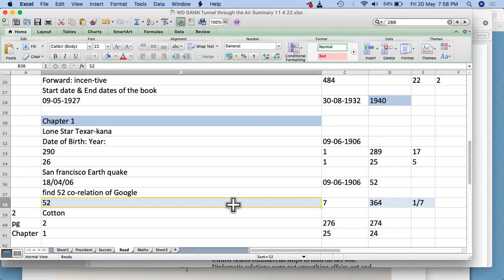So at this stage, we saw various things together from the chapter 1 part: talking about Texarkana, talking about the date of birth, and then the earthquake, the correlation with 52 and how that has been there together with the teachings from W.D. Gann, and it comes to 1/7 of the overall part, right?